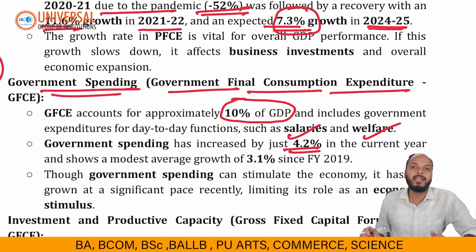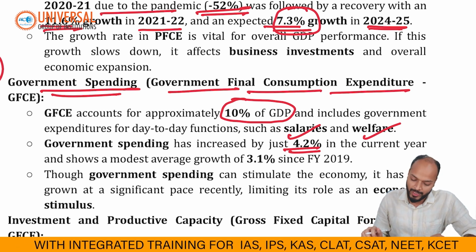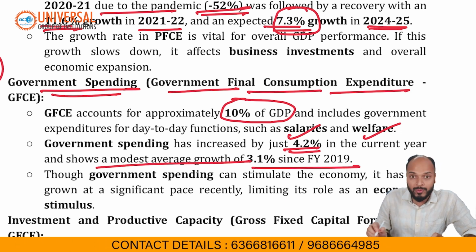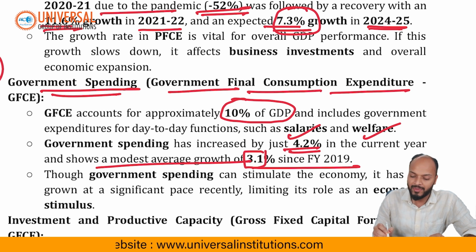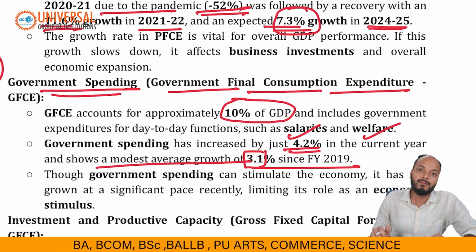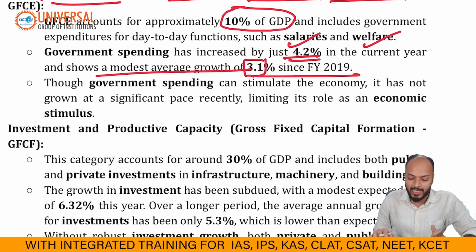Government spending has only increased by 4.2% in this year, so it is below the expected rate. In fact, if we take the compounded annual growth since 2019, it has only increased by 3.1% per annum. So this is also a reason why India's GDP growth is less than the desired growth.